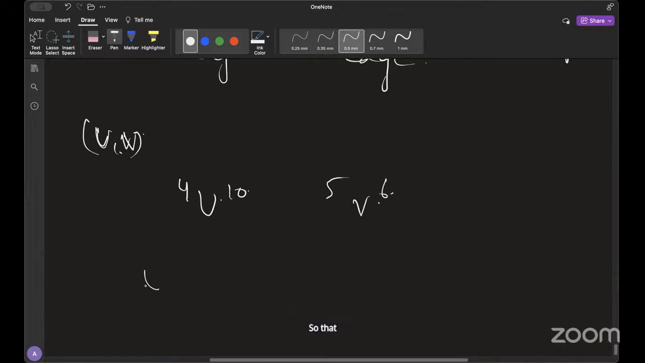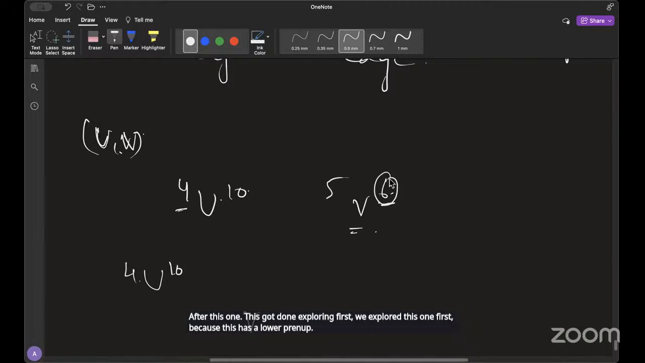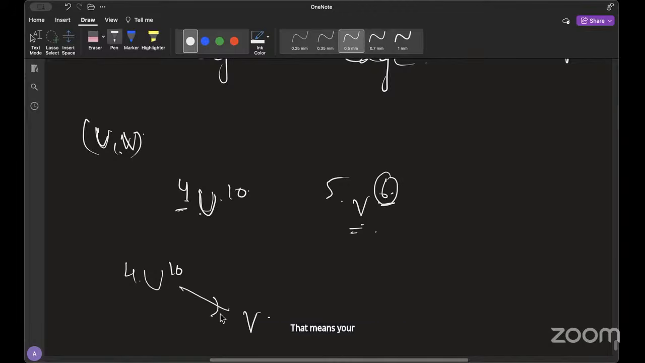So that means, what do you think would be the direction? This one or this one? Because this has a lower pre-number, that means this got visited first, right? And this got done exploring after this one. This got done exploring first. We explored this one first because this has a lower pre-number and post number. So what it is, you visited U, then you visited V later, then you got done exploring V, and then you got done exploring U, right? As per the pre-numbers and post numbers. That means your edge should be in this direction, right?